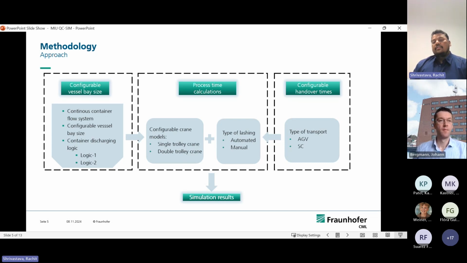On the right side, you can see the configurable handover times, which means the user is allowed to choose the type of horizontal transport he wants to couple with the ship-to-shore crane to evaluate the performance of the crane. These are automated guided vehicles and straddle carriers. And in the center, we have the process time calculation, where the trajectory motion of the ship-to-shore cranes, the trolley movements, as well as the automated and manual lashing operations are all calculated, and then the final results are developed at the end of the experiment.